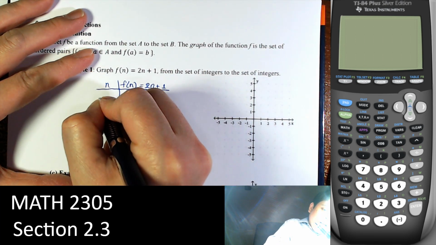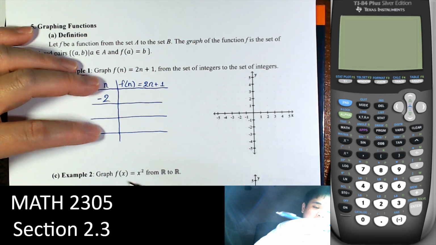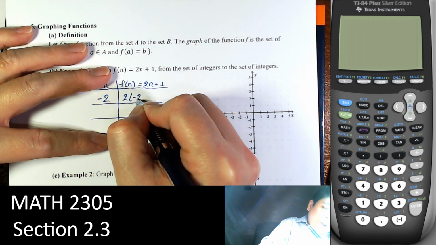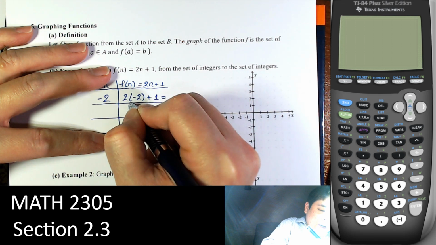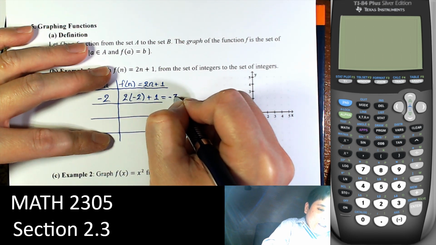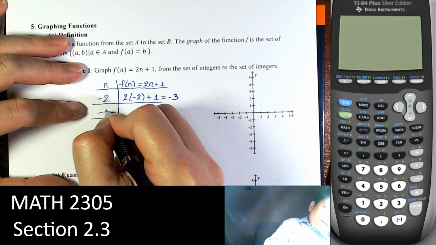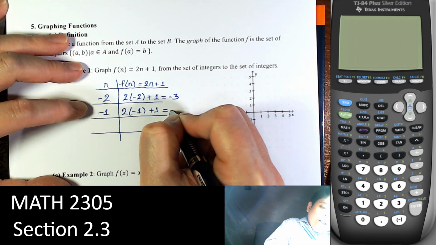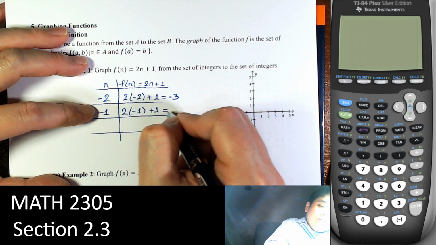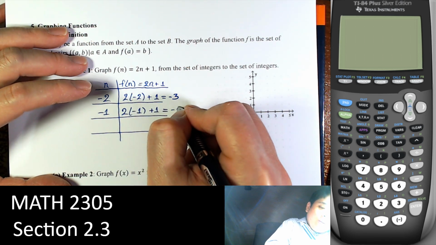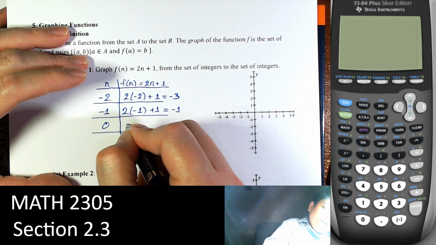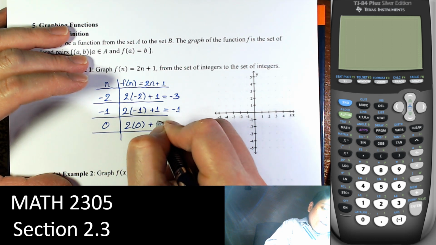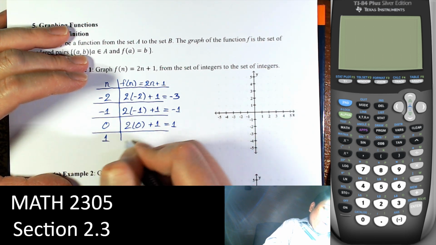Let's say we start with -2. Just pick a random number. 2 times -2 plus 1. So -4 plus 1 is -3. Negative 1: negative 2 plus 1 is negative 1. If we put in 0, put in 1.